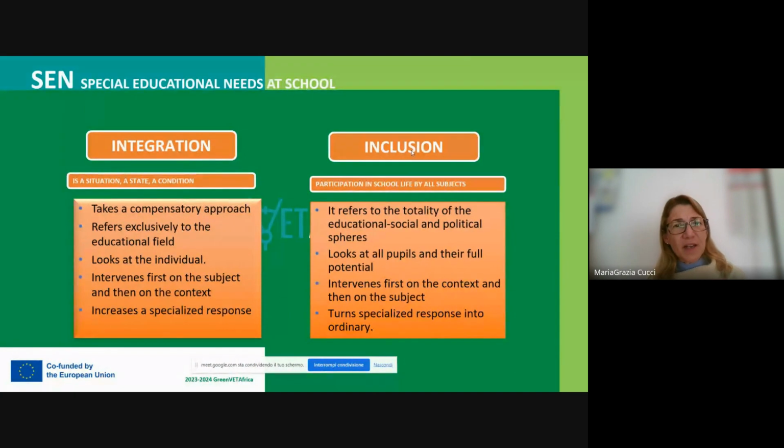In this specific situation, we are talking about school, so integration refers to the educational field. It considers the individual student, each single student, because if we need to have a compensatory approach, we have to know exactly what we have to compensate. The first intervention that we have to do is on the specific subject. Then we can act on the context.